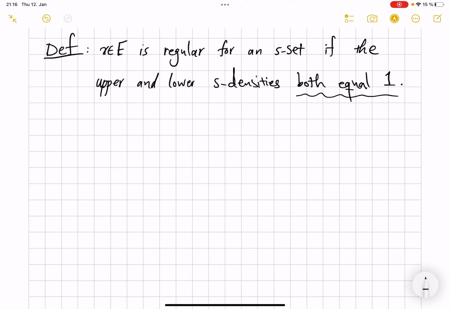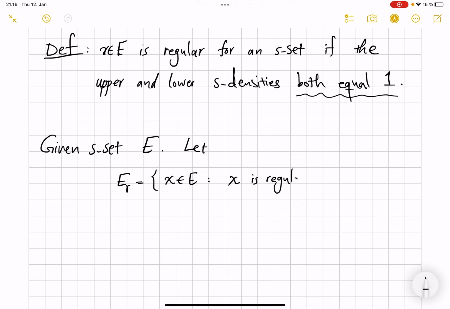So how does the corollary come in here? Given this S set E, let E, say R, be the set of X in E that are regular, and then EI, those in E that are not regular, so the irregular part.